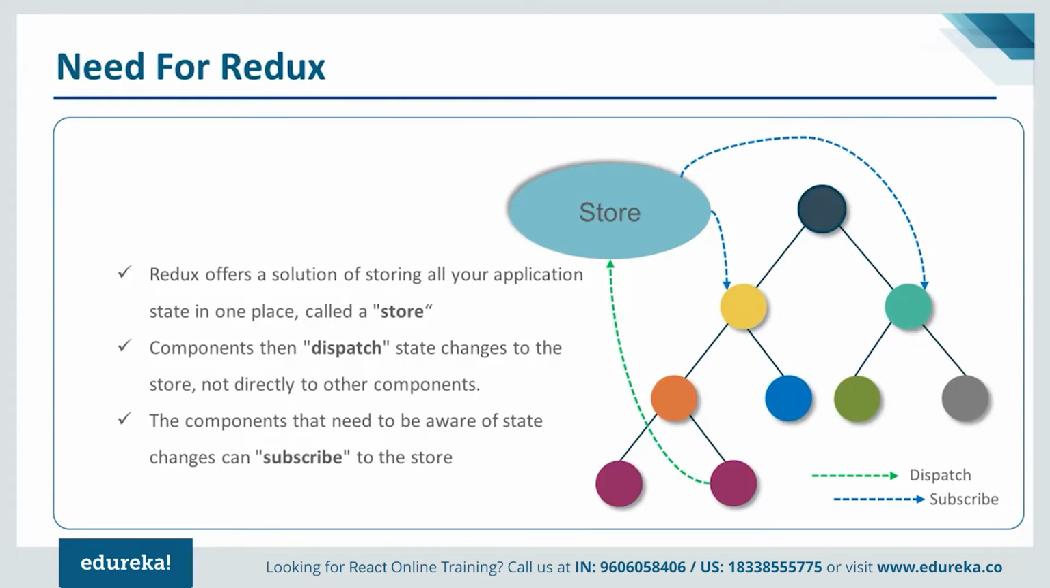So components, by using Redux, dispatch the state changes to the store, not directly to the component. So whatever data is getting changed is now handled by the store, because it is taking some input and giving some output. This is the store. The components that need to be aware of state changes can subscribe to the store. So whichever components need to know about state changes in the store can subscribe to this particular store. As you can see, this is the dispatch. This particular circle, or the child, is dispatching something to the store, and these components are subscribing to the store.